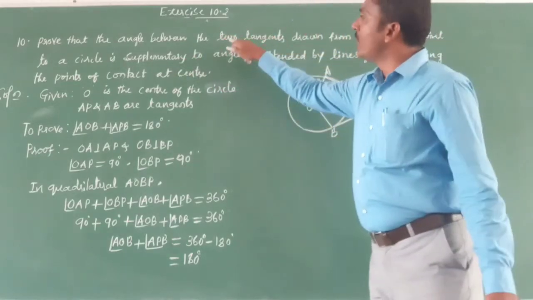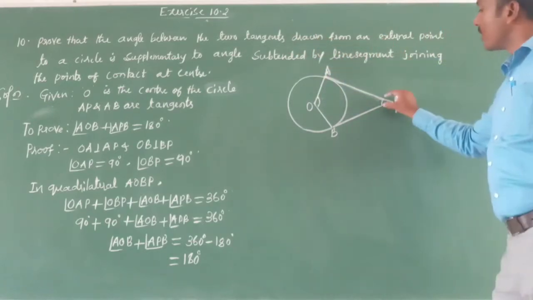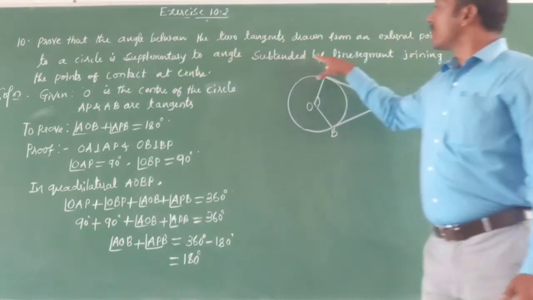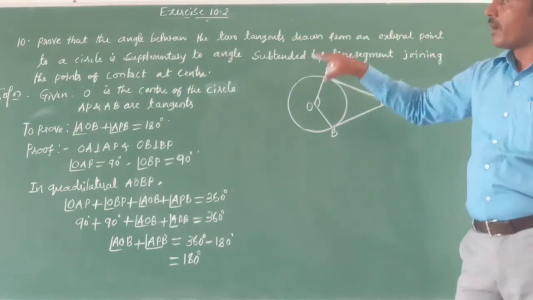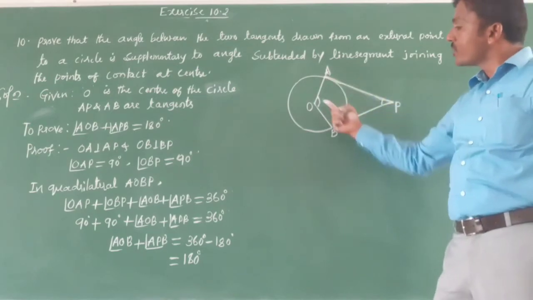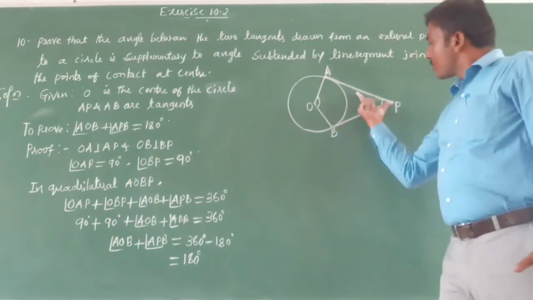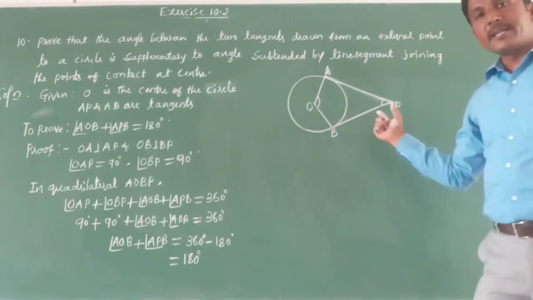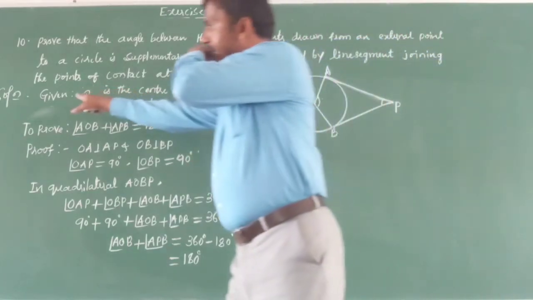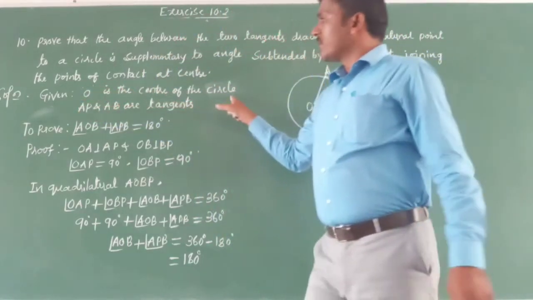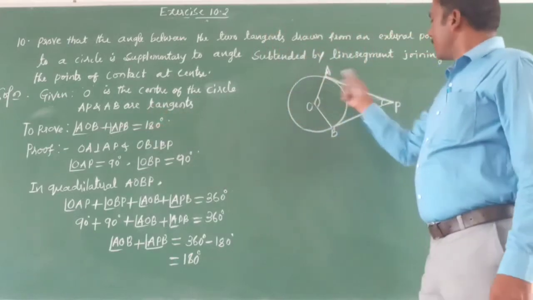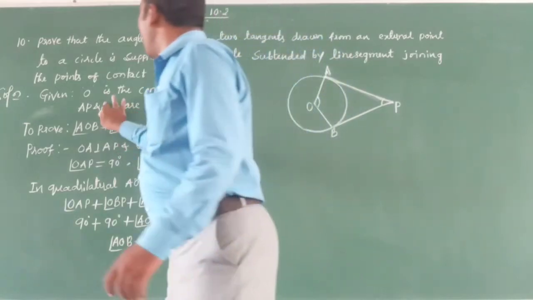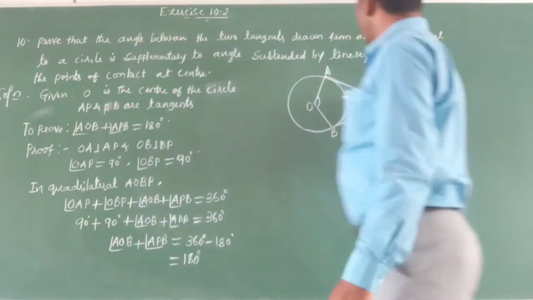Prove that the angle between the 2 tangents drawn from an external point, this angle, to a circle is supplementary to the angle subtended by the line segment joining the points of contact at the center. Joining from here to the center, it makes an angle. So the sum of these 2 angles is equal to 180 degree. You have to prove it. Given according to the question: O is the center of the circle. AP and PB are tangents to the circle.